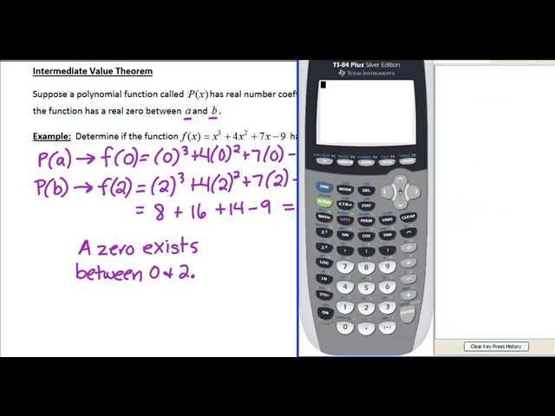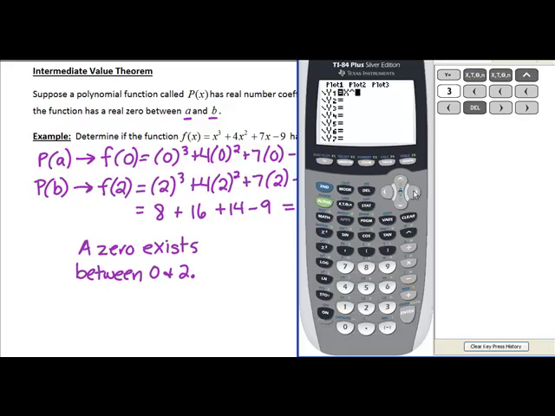So let's see, go to your calculator, go to the y equals screen. Okay, we'll type the function in. It's going to be x to the third. Oops, go back and delete one of these x's. Okay, x to the third plus 4x squared plus 7x and then minus 9.